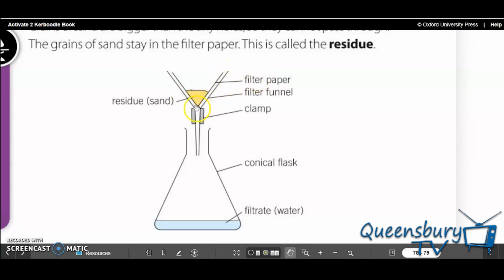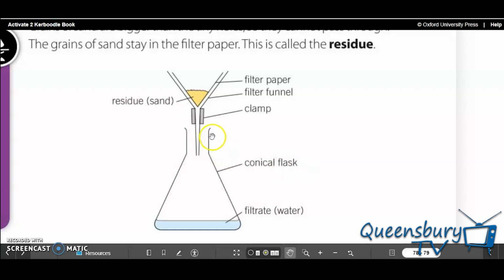The filter paper sits inside of this triangular shaped funnel. So that is called a filter funnel. Now sometimes we might use a clamp, or we may not, because the filter will sit directly into the conical flask.